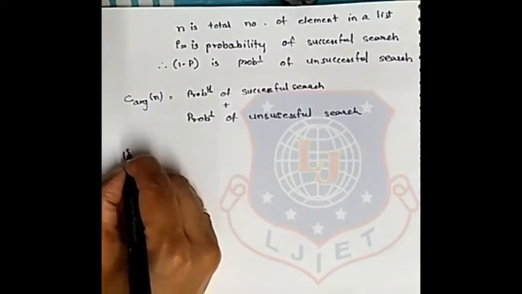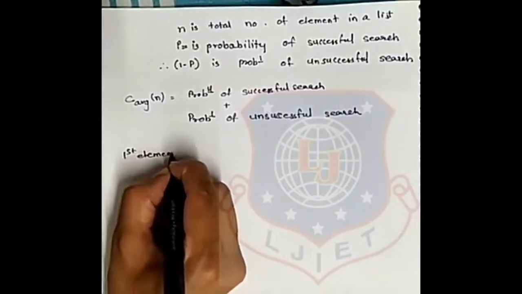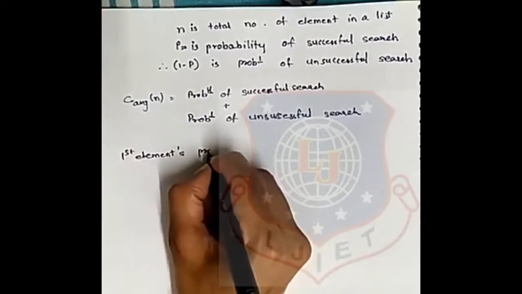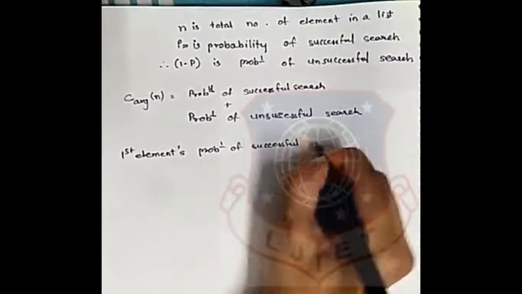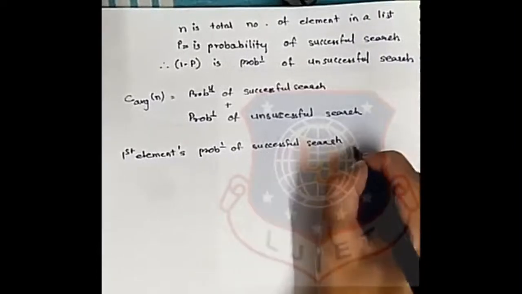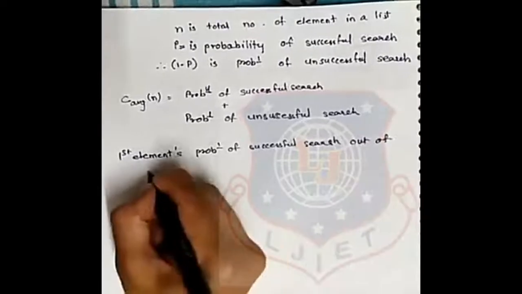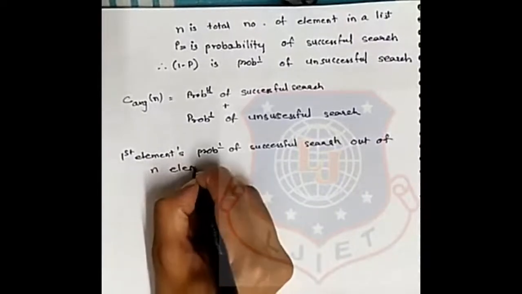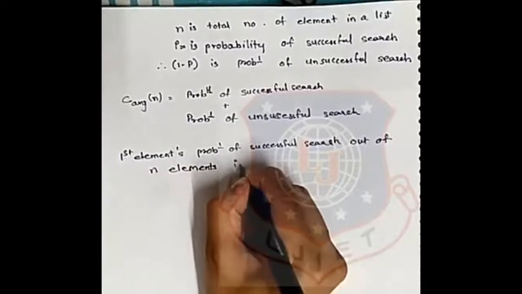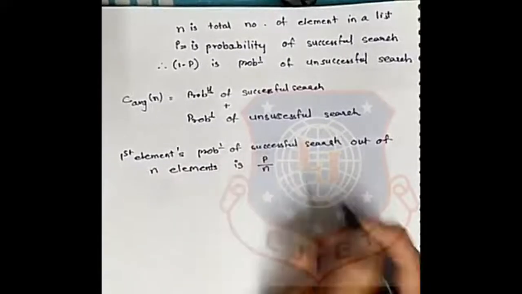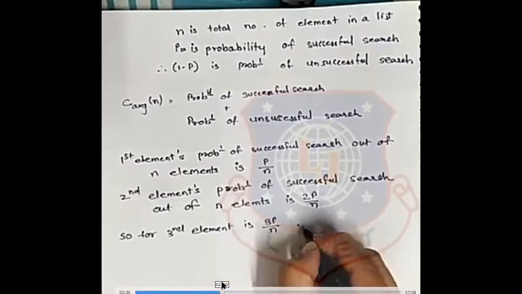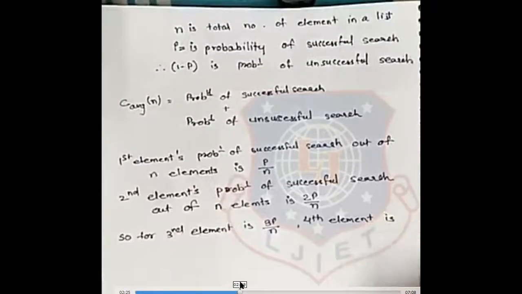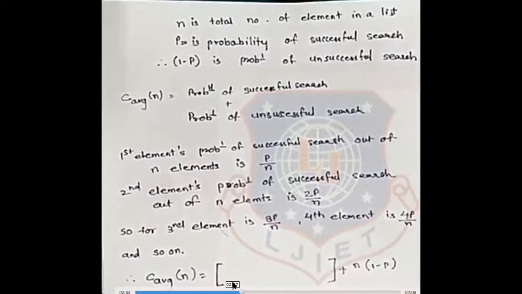Now, for the very first element, the probability of successful search out of n elements is equal to P by n. For the second element, it is 2P by n. For the third element, it is 3P by n. For the fourth element, it is 4P by n, and so on.